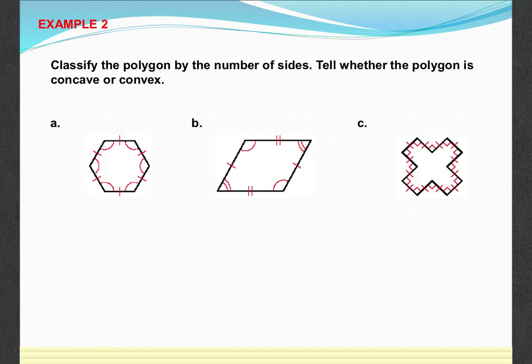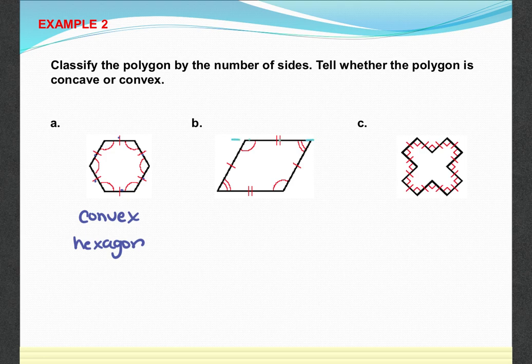Same set of instructions here, except it's asking you to classify the polygon by the number of sides, and then tell whether it's concave or convex. So it's already a polygon. If you look at A, if I extend it in any direction, it's not going to cross into the interior. So this is convex. And 1, 2, 3, 4, 5, 6 sides, hexagon.